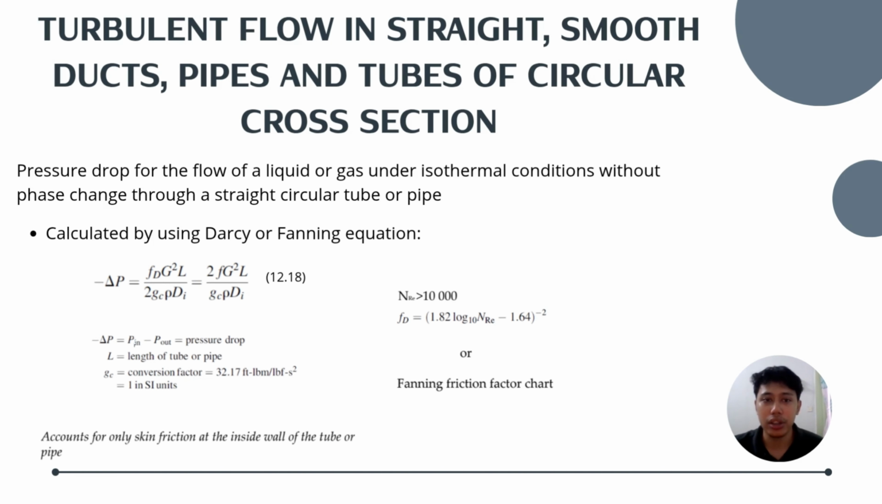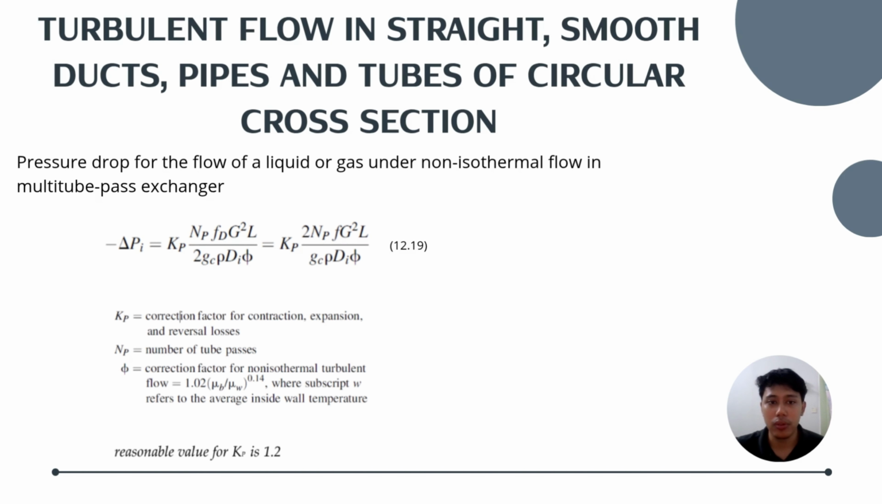However, in real heat exchangers, additional effects must be considered. For non-isothermal flow in a multi-tube pass exchanger, the pressure drop is modified using equation 12.19. This includes correction factors such as Kp, which accounts for contraction, expansion, and flow reversal losses, and the number of tube passes. A reasonable number for Kp is typically 1.2.